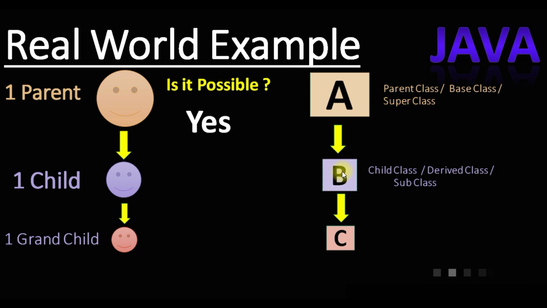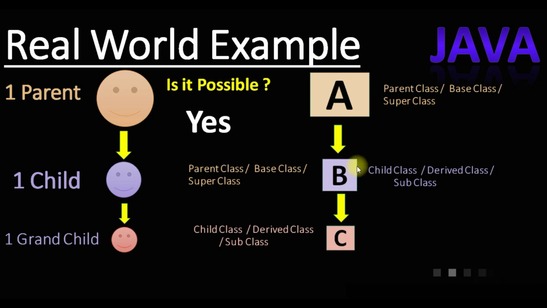Okay, now if we take B as a parent class or base class or super class, we can create another class C, which is basically a child class of B, or that is basically a parent class, or we can say this is a grandchild of A. So we can maintain this type of level because this is possible in the real world. So definitely in Java it is also possible.